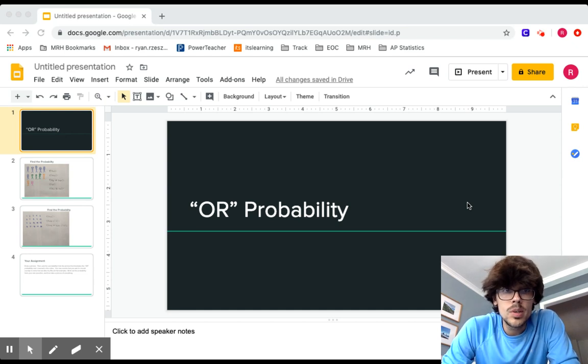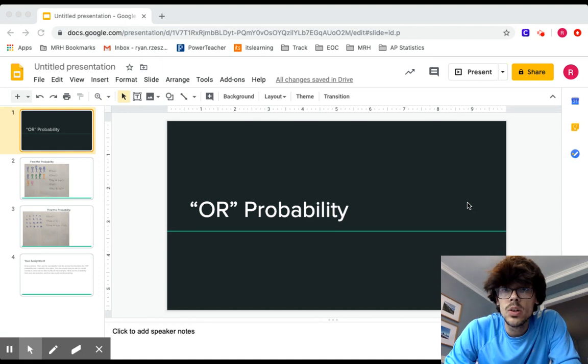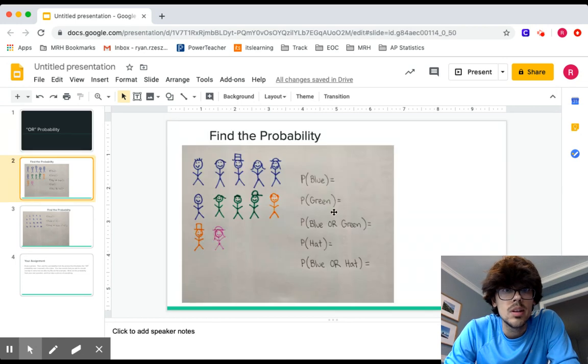So in this video, this is lesson 2 of our probability mini segment here, and we're going to learn about something called an OR probability. And I think the easiest way to understand this is just to jump right in with an example.